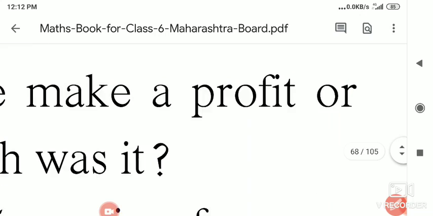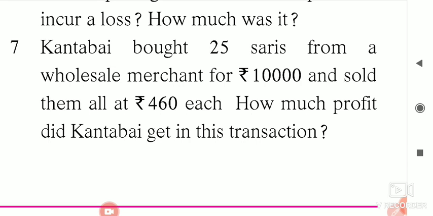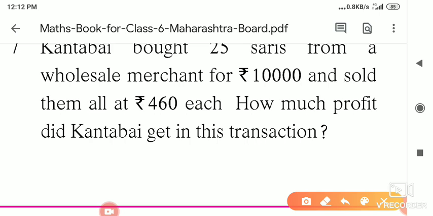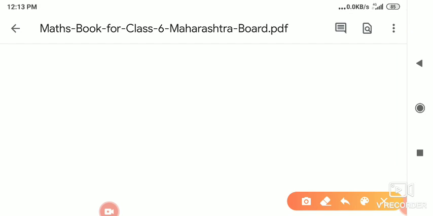Now in the next example, Kantabai bought 25 saris. How many saris did she buy? 25 saris. Its total cost is rupees 10,000. And she sold all at 460 per sari. So the cost of one sari sold is 460. Here also we have to find the selling price, and then find how much profit Kantabai got in the transaction. So let's solve the example. She bought 25 saris and the cost price is 10,000.